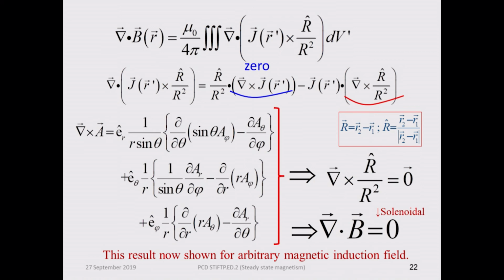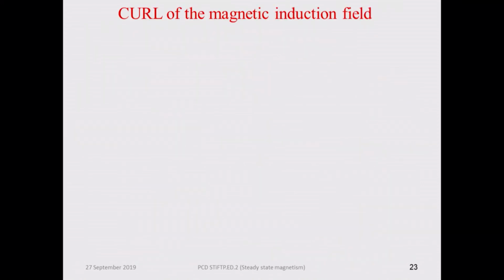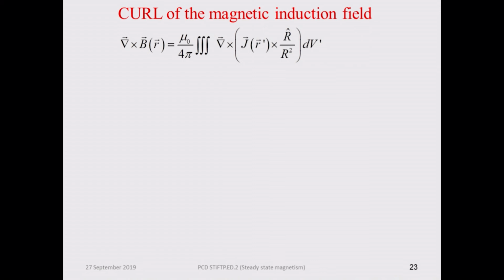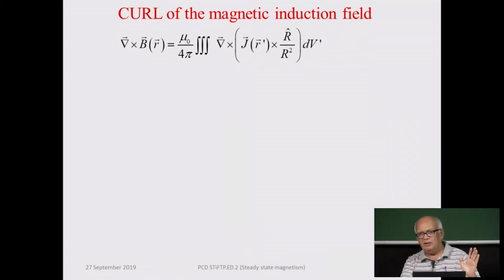So its divergence goes to 0, so it is called a solenoidal field. And then we also find the curl of the magnetic induction field. So you have to take, once again, I have moved the operator curl, the gradient operator, inside the integration because it is differentiation with respect to the field point, the integration is with respect to the source points.